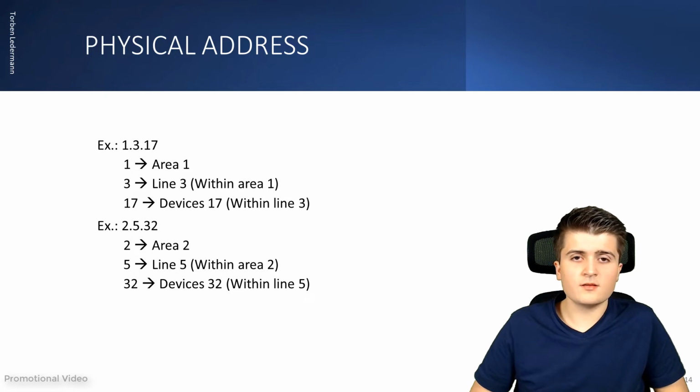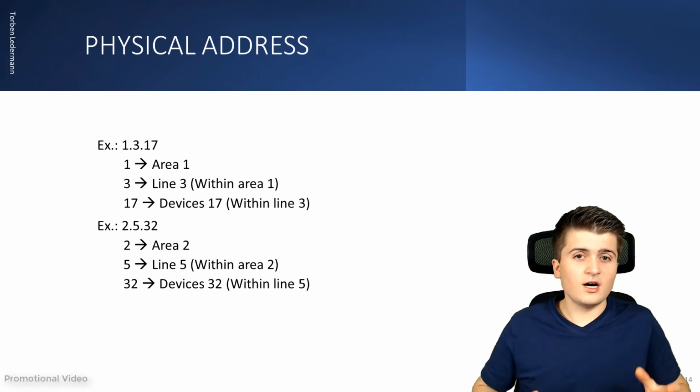The second address is 2.5.32. Now the same thing, the device sits in the area with the number 2, within line 5 of area number 2, and the device has the ID 32. Again, it doesn't mean that it is the 32nd device of the line, but it just means it has the number 32. So now that's enough theory.